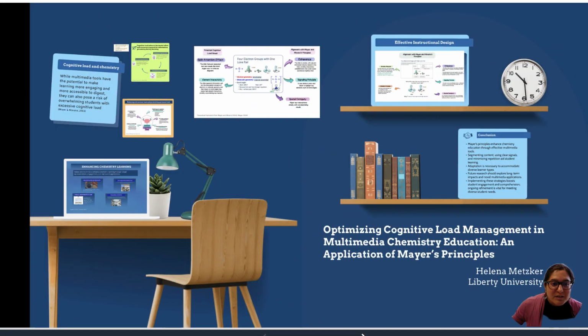So let's go ahead and take a look. What are some of the things that we should expect? Initially, we're going to talk about how multimedia is used to enhance chemistry education, chemistry learning. We're going to talk about the implications of using multimedia and how it is connected to cognitive load in order to better address some of the observations that I've done or the adjustments that I've done.